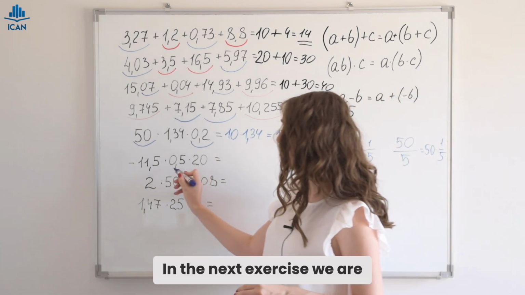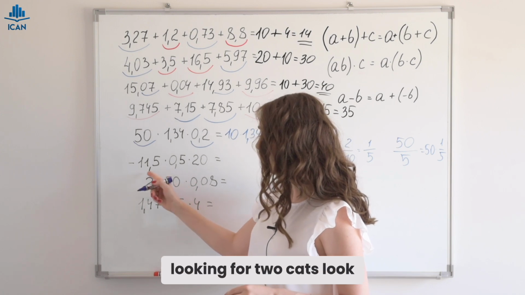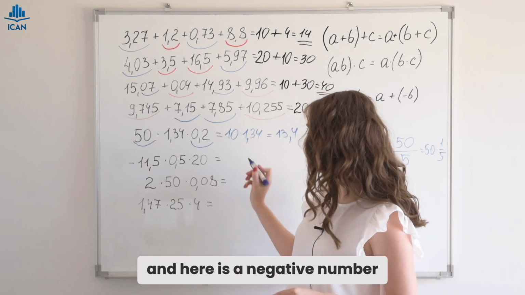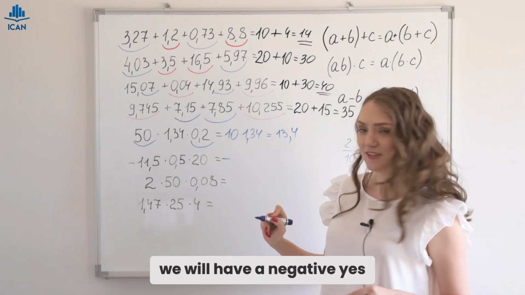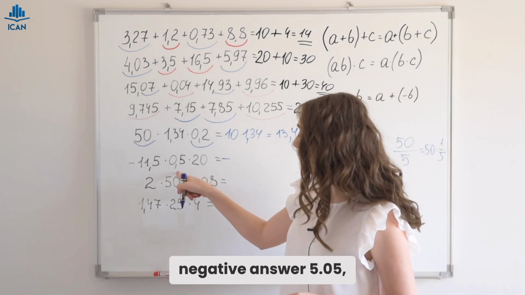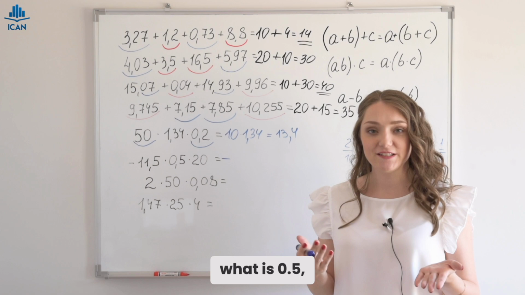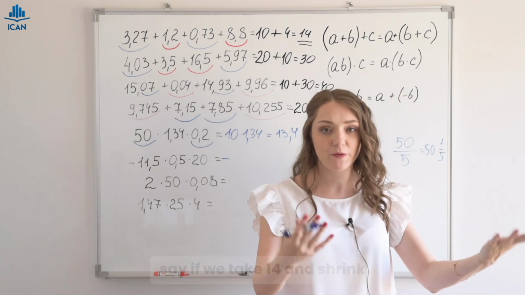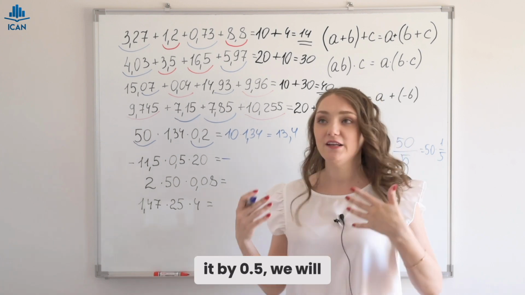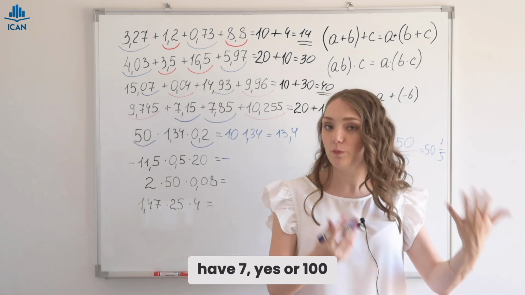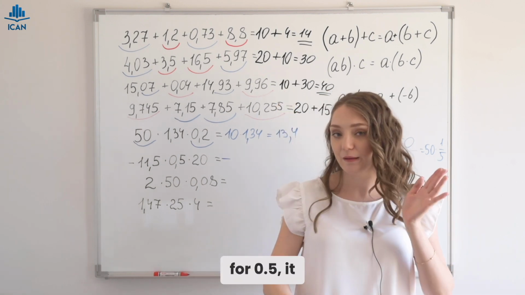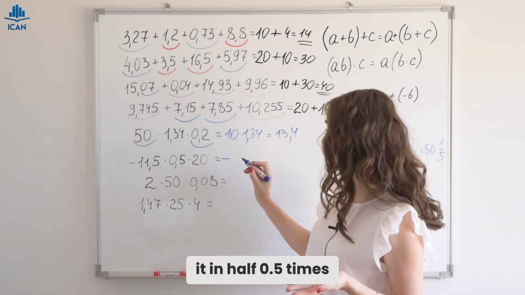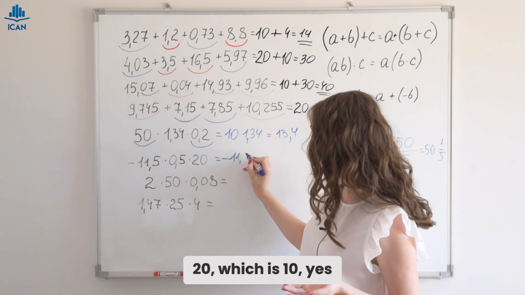In the next exercise, we are looking for 2 cats. Look, 11.5. And here is a negative number. We will have a negative answer. 5.05. What is 0.5? This is 1/2, just half. Let's say, if we take 14 and shrink it by half, we will have 7. So 100 times 0.5 will be 50. We always divide it in half. 0.5 times 20 is 10.